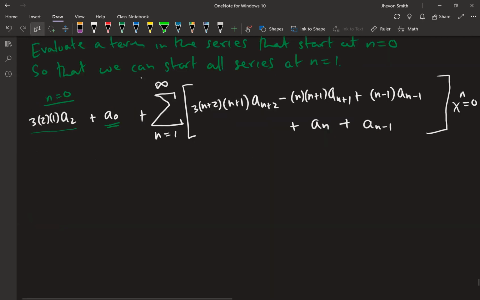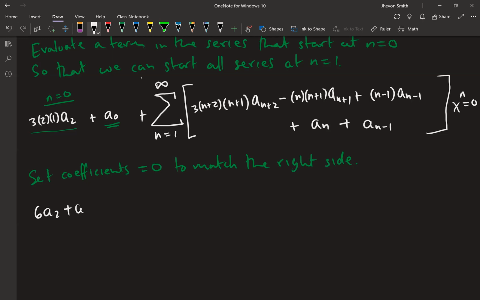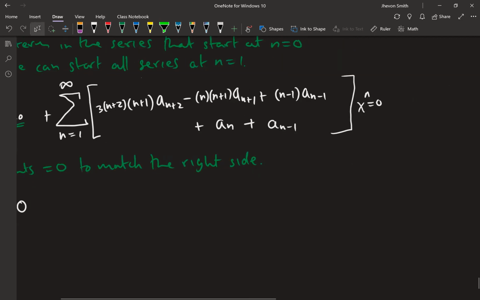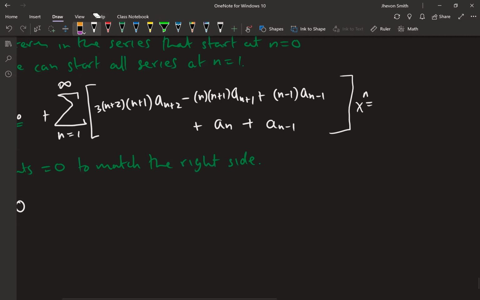Now, again, we have to set the coefficients equal to match the right side, which means we have something immediate. From the first part, when I evaluated n equals 0, I get 6a2 plus a0. That must be 0, because there are 0 constants on the right side, so there must be 0 constants on the left side. Right? Let me write that a little bigger. So there's a 0 on this side over here. Okay.